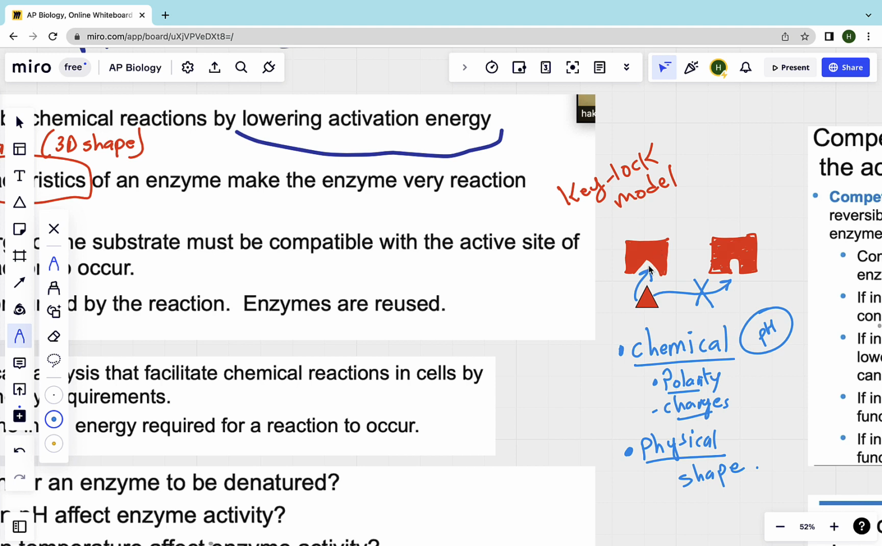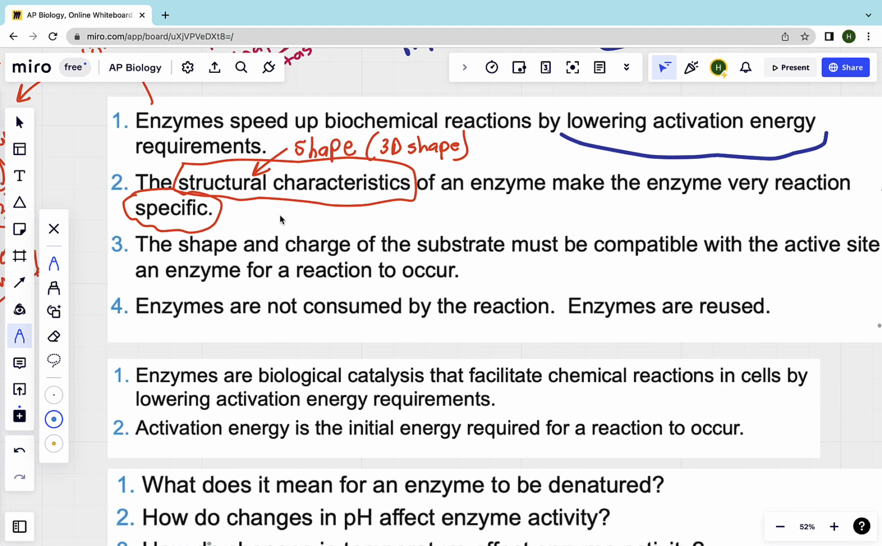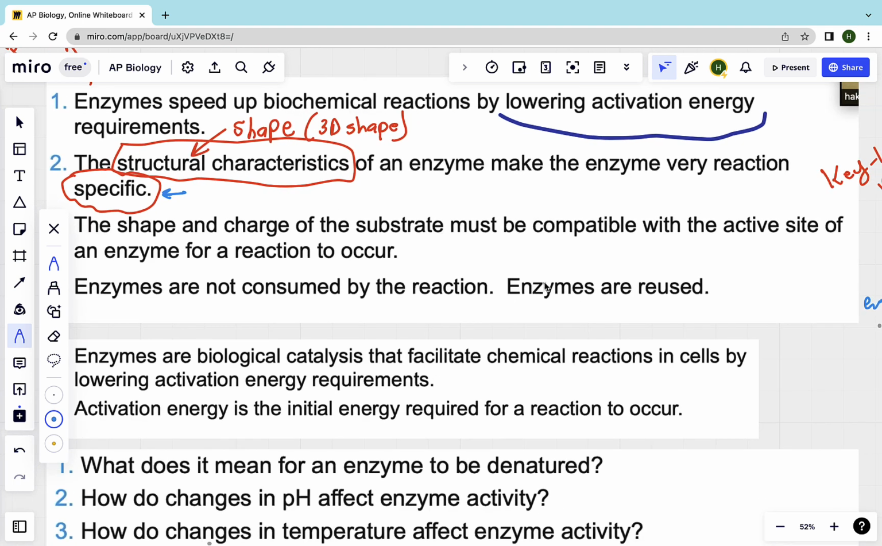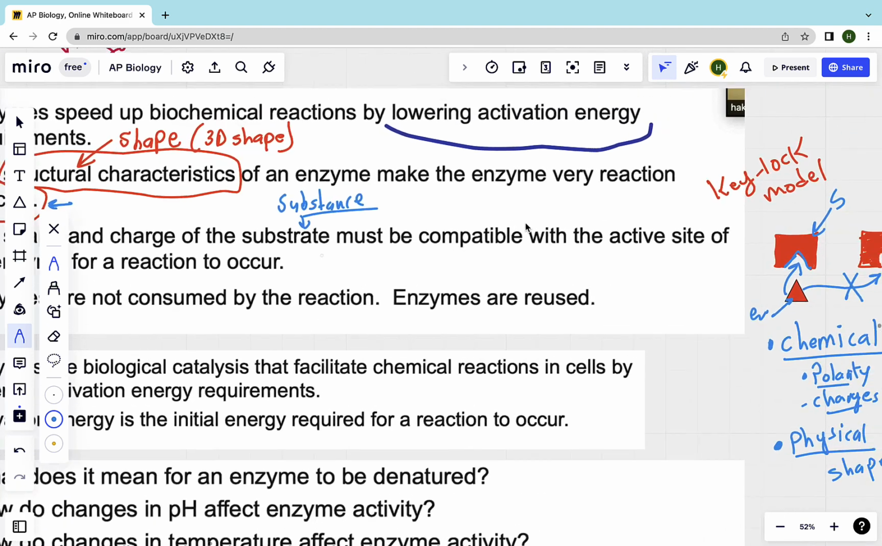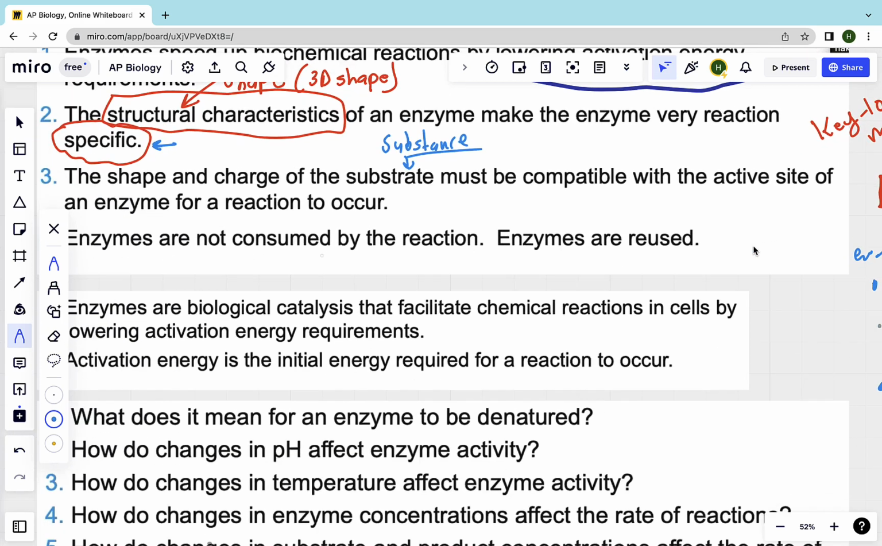We say compatible. So you see here, there is matching between this enzyme, this is the enzyme, and this is the substance or the substrate, we call it. They have to match. If they don't match, they cannot. And this is what we call specific. Each enzyme is specific for one substance. The shape and charge of the substrate, I mean by the substrate, the substance that the enzyme acts on, must be compatible with the active site. This is the active site of the enzyme, the part that links to the enzyme.